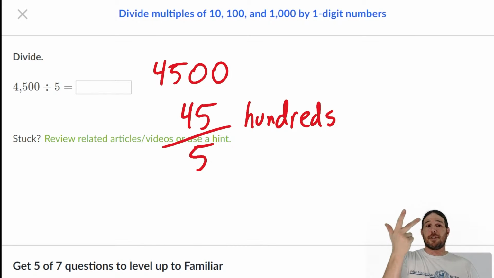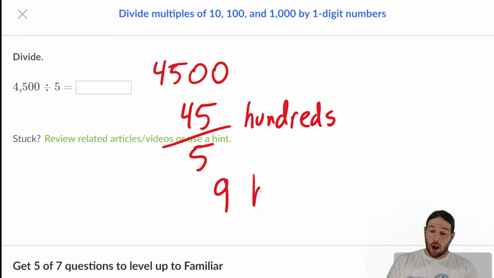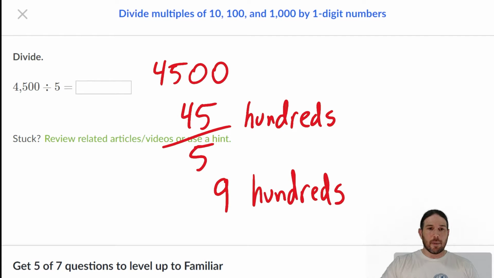5, 10, 15, 20, 25, 30, 35, 40, 45. 45 divided by 5 is 9 hundreds. And think about that. If I have 45 blocks that are labeled 100 each, and I divide them into 5 groups, each group is going to have 9 hundreds in it. 45 hundreds divided by 5 is 9 hundreds.